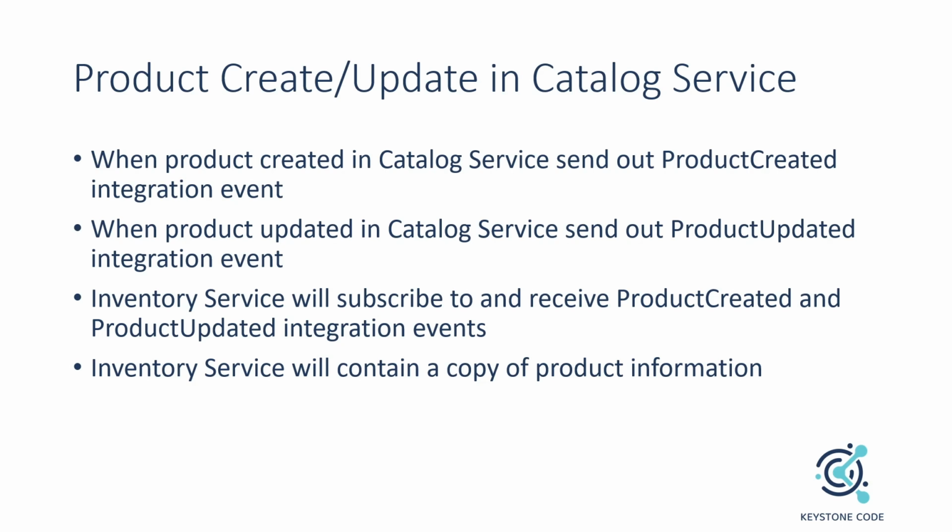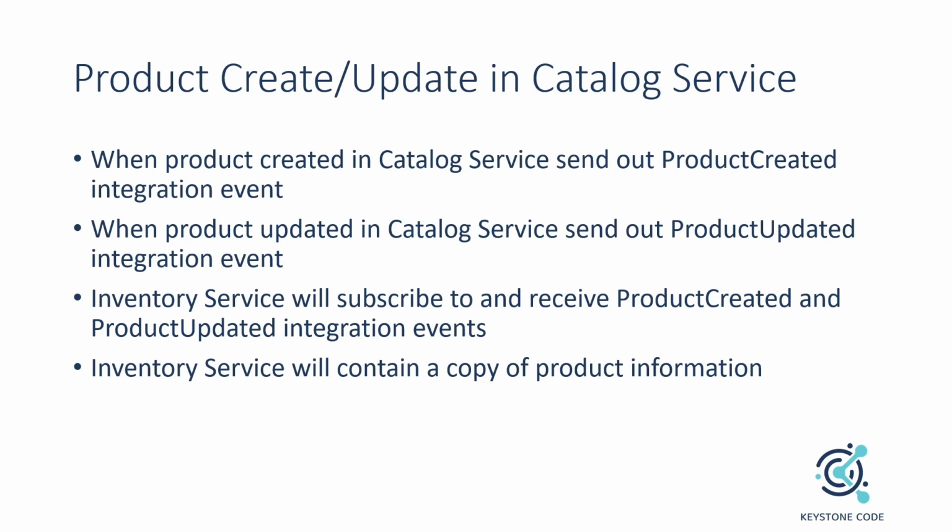All right, so now let's get specific about product create and update. When a product is created in the catalog service, we're going to send out a product created integration event. That event will have some properties on it that indicate things like the product code and the product name, so that the receiver of that event can react to it and do what it wants with the data. In our inventory example, we're going to be storing that data in the inventory database.